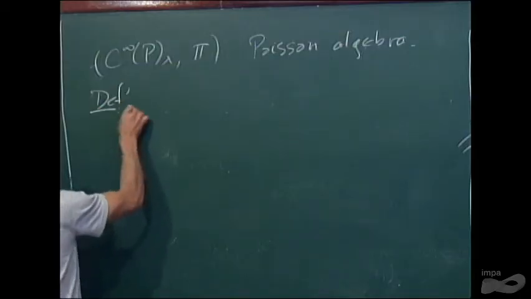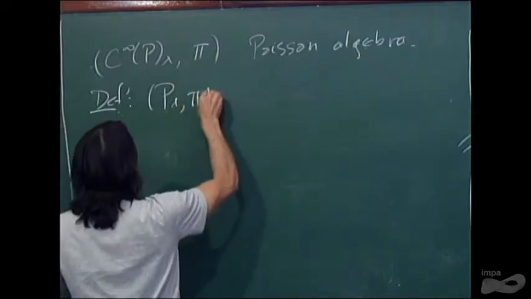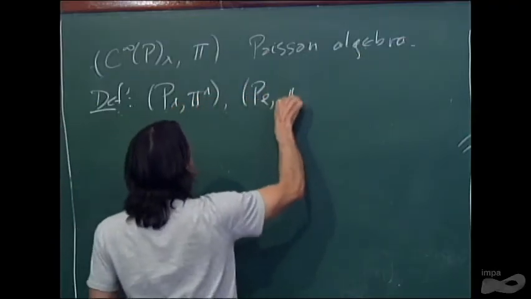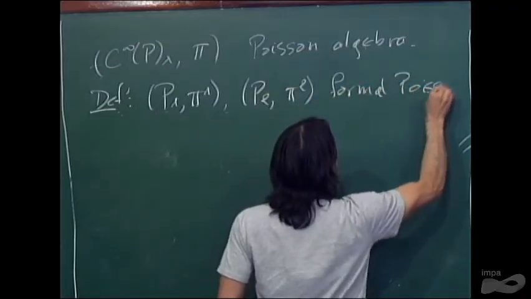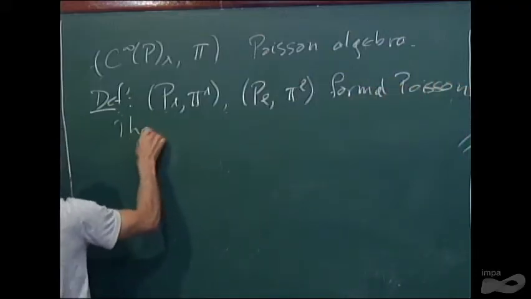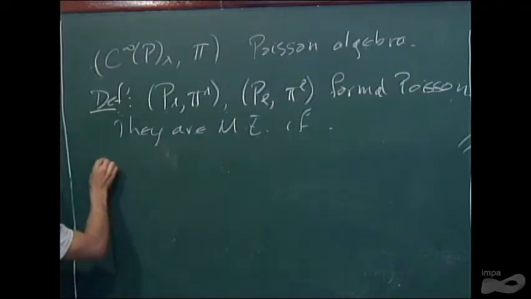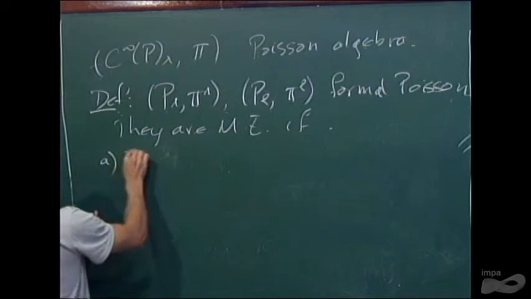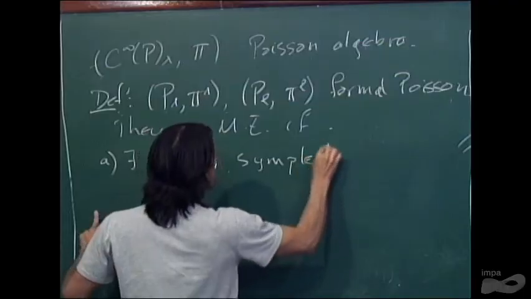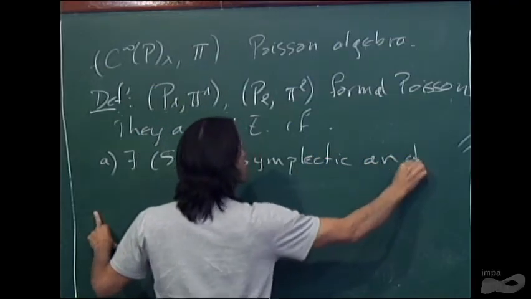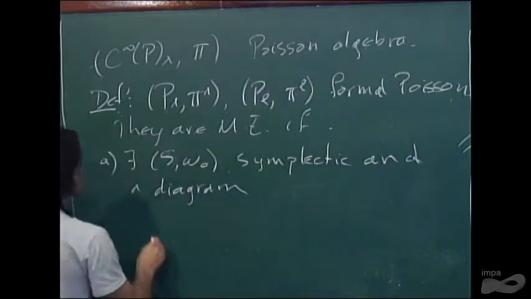So let's write that here. This is our definition. You have P1, Pi1, and P2, Pi2 formal Poisson. Then they are Morita equivalent if two conditions are satisfied. The first is that there exists a symplectic manifold and a diagram like this.